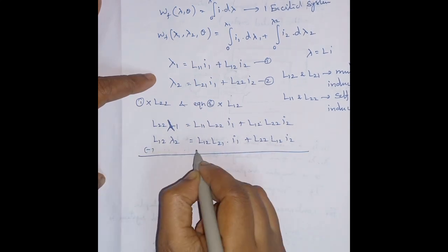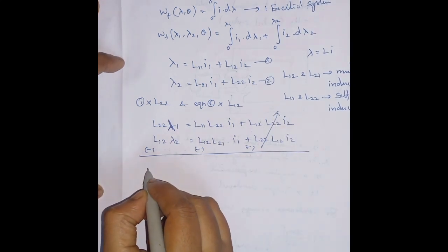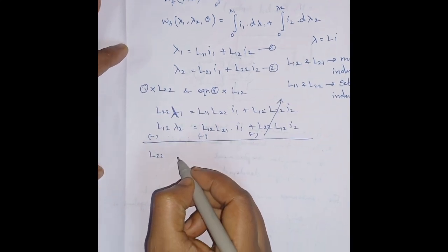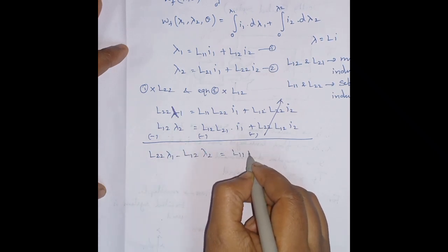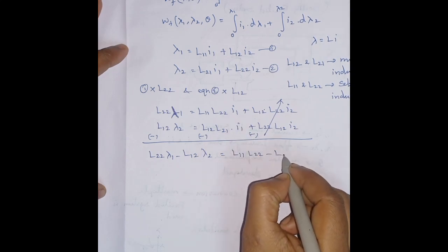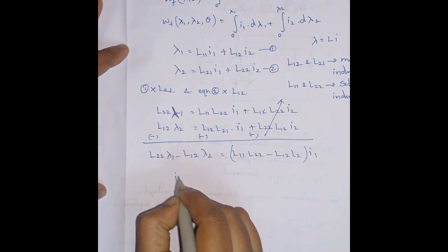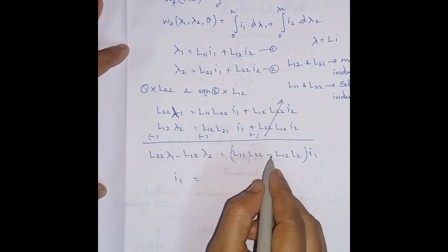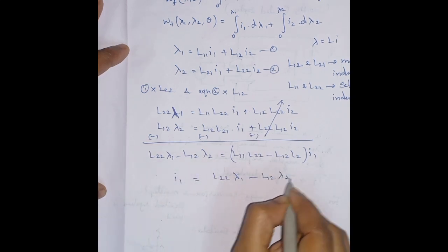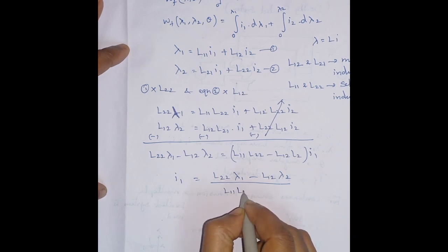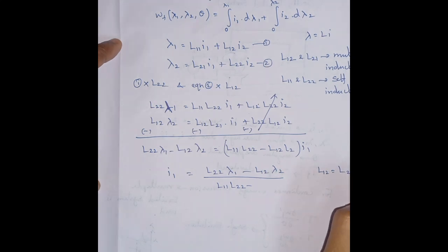Subtracting these two equations, what happens is this gets cancelled. So we can write this as L22 lambda 1 minus L12 lambda 2 is equal to L11 L22 I1, with I1 common, correct? So shall we write L12 L21 of I1. We need to find I1, correct? So I1 is equal to L22 lambda 1 minus L12 lambda 2, divided by L11 L22 minus L12 L21, where the mutual inductances are the same, correct?